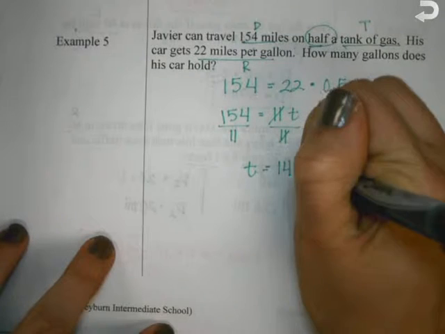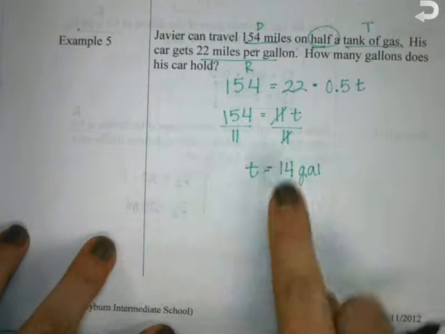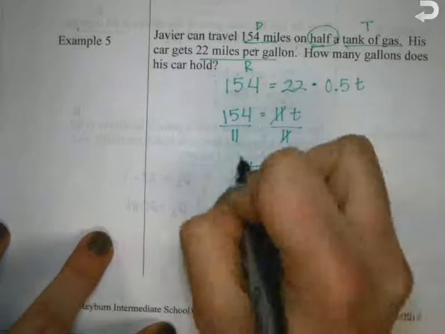So you can also use distance, rate, and time in other ways. You just have to be able to recognize what's the distance, what's the rate, what's the time. Okay?